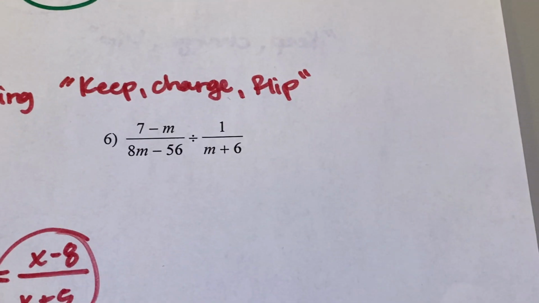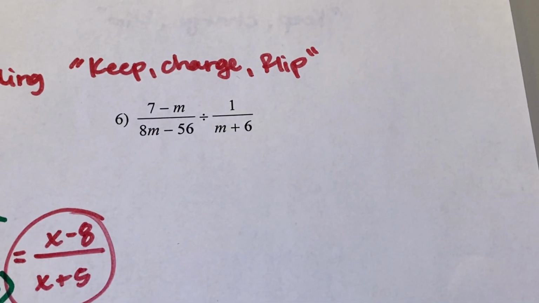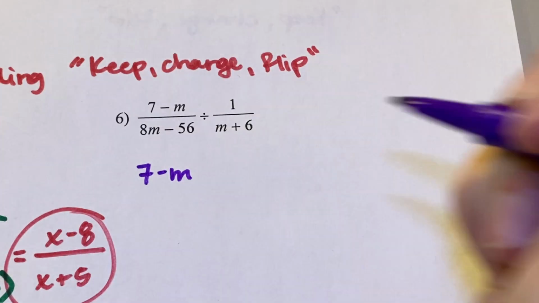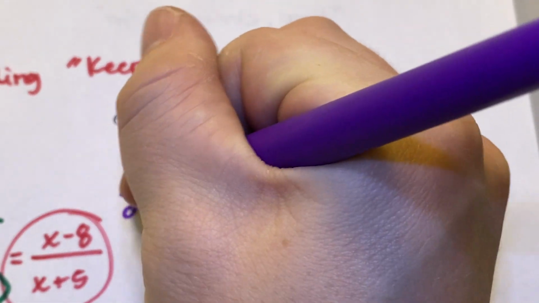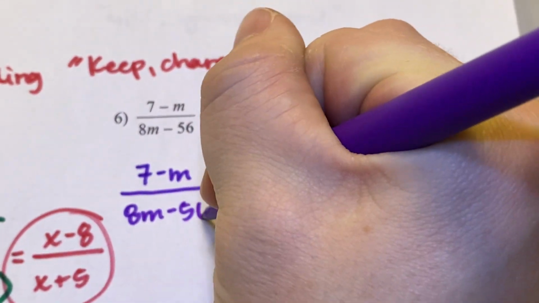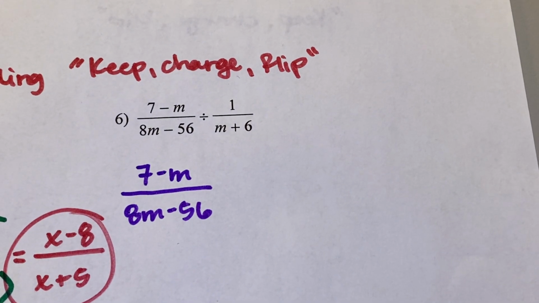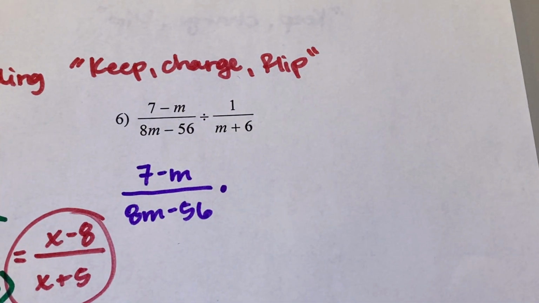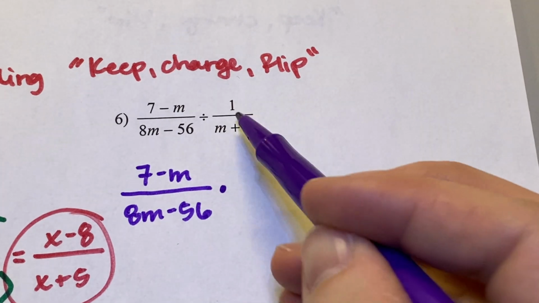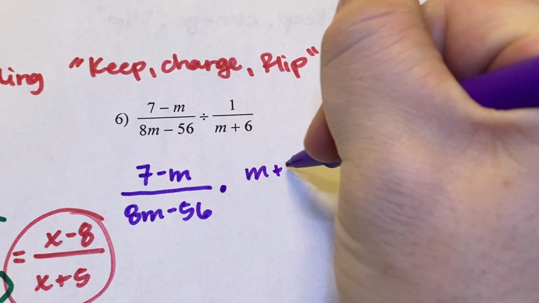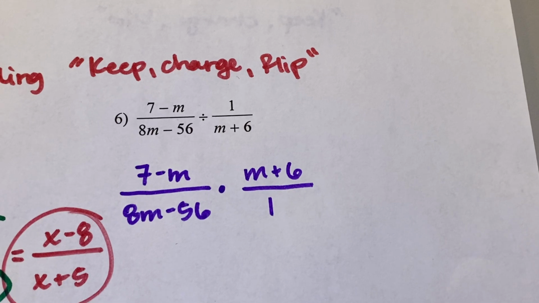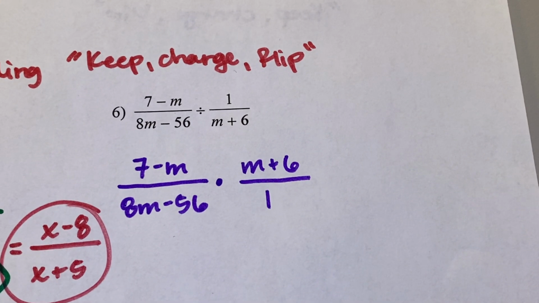Okay, we're using our same little mantra, little saying. Keep, right? Keep the first guy, copy him down: 7 minus m over 8m minus 56. Keep. First guy stays the same. Change. We change from division to multiplication. And flip. Flip the last guy. So now m plus 6 is on top, 1 on bottom. Keep, change, flip.